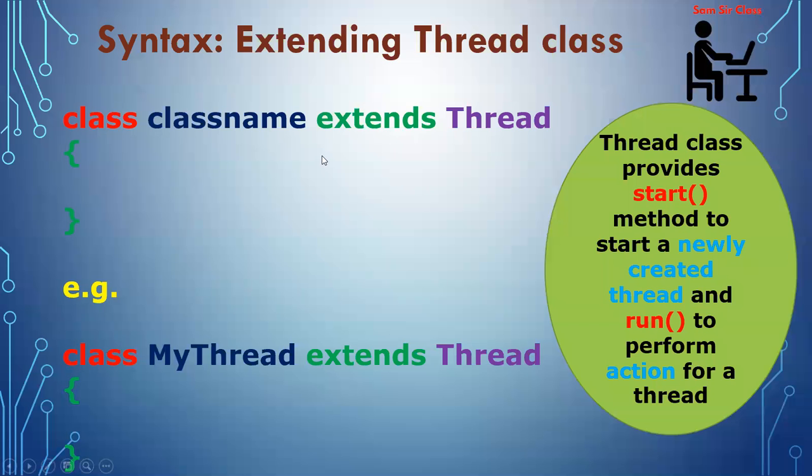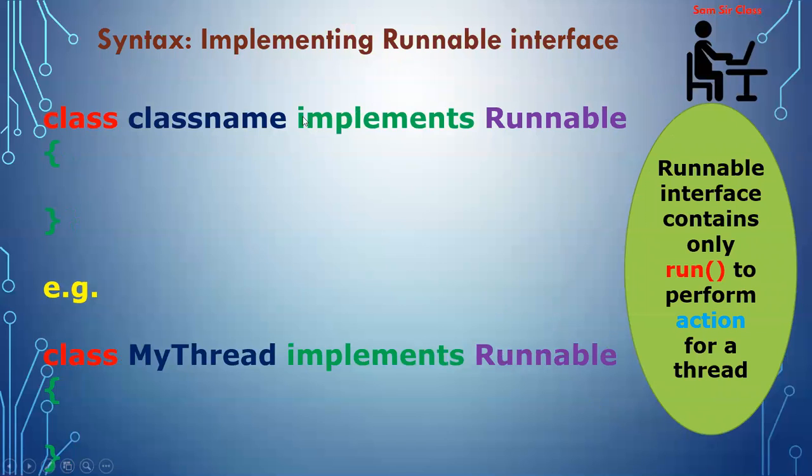So this is the first syntax. By extending the thread class, you can implement multi-threading. That's why you have written that the thread class provides the start method and run method to perform the action. Now the second approach: you can implement the runnable interface to achieve multi-threading. But why is the runnable interface actually required?